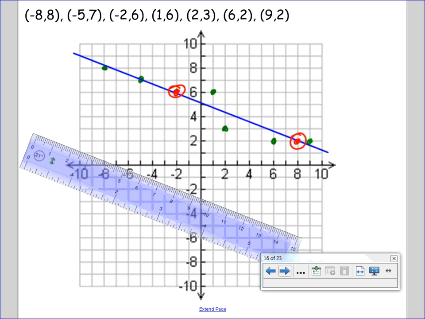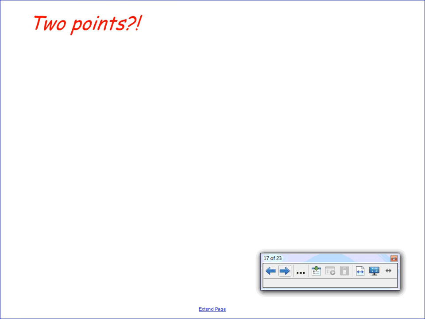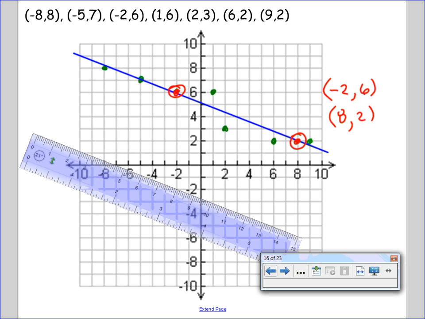So I'm going to go ahead and choose 2 points on my line and write those down. So I have -2, 6. And I have 8, 2. So -2, 6 and 8, 2 are on my line. Your line might be different. Please pick 2 integer points that are on your line. If they're the same, great. And if they're not, that's okay. -2, 6 and 8, 2.